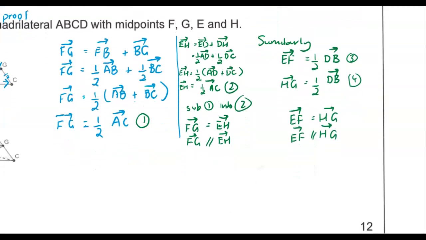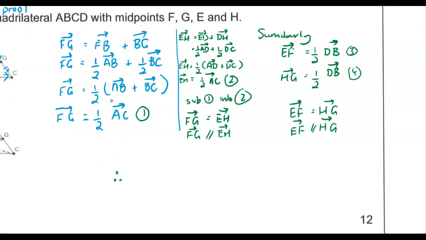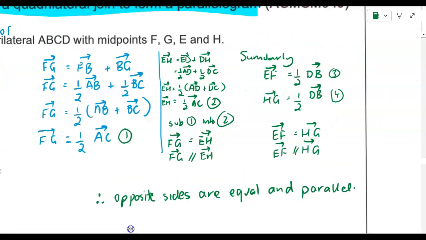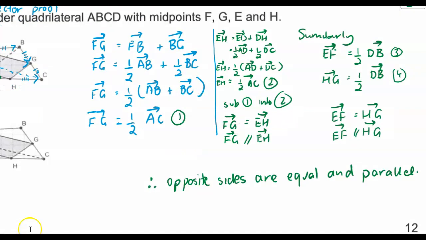Okay, so therefore we can sum it up. Since the opposite sides are equal and parallel, what have we got? We have a parallelogram. And then we can say EFGH is a parallelogram. So it's a fairly easy proof.